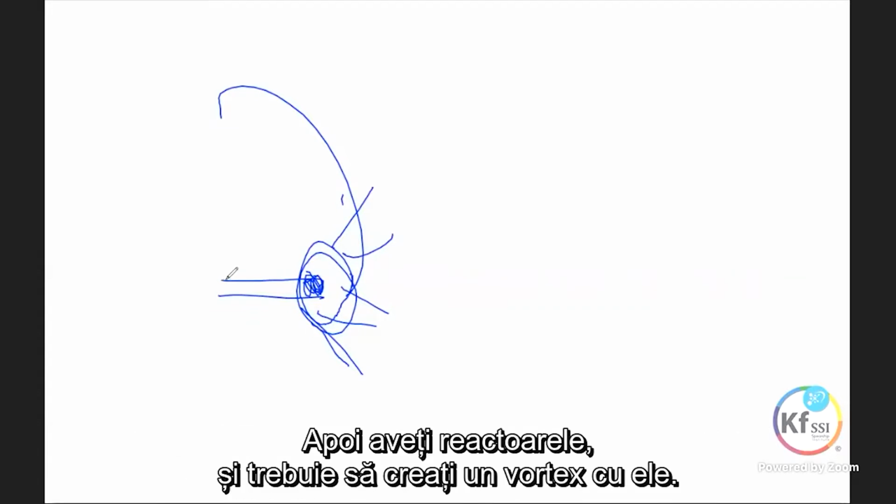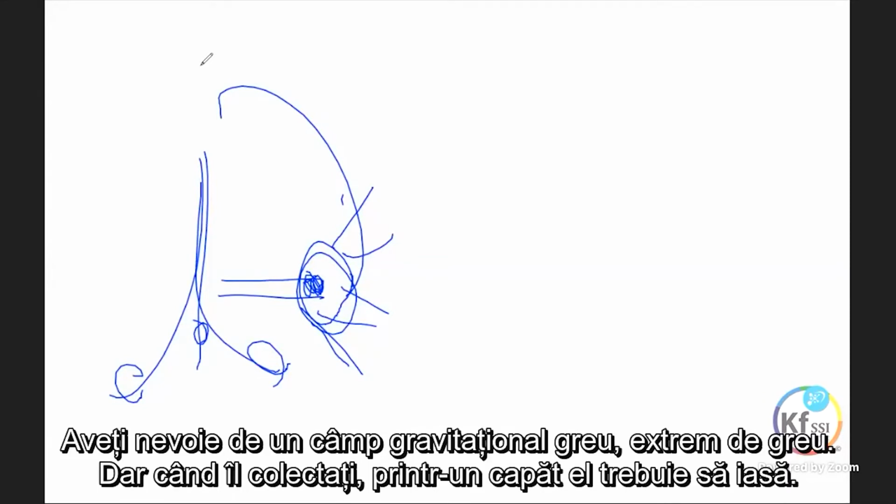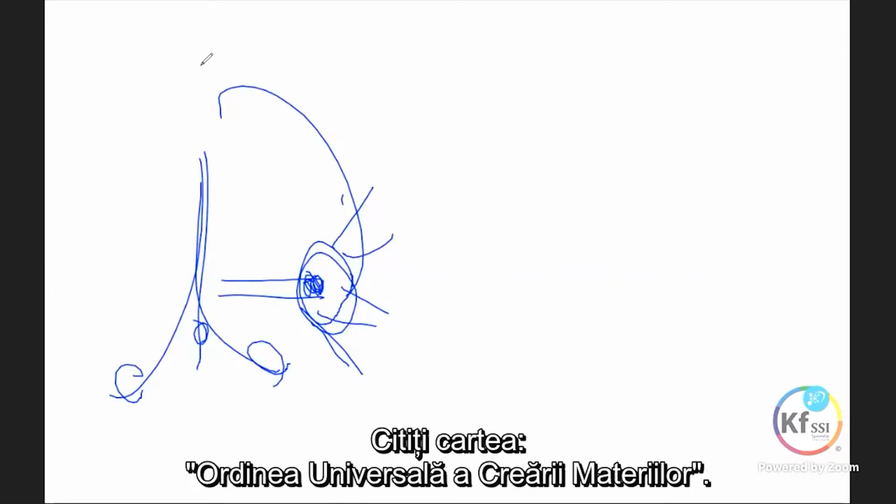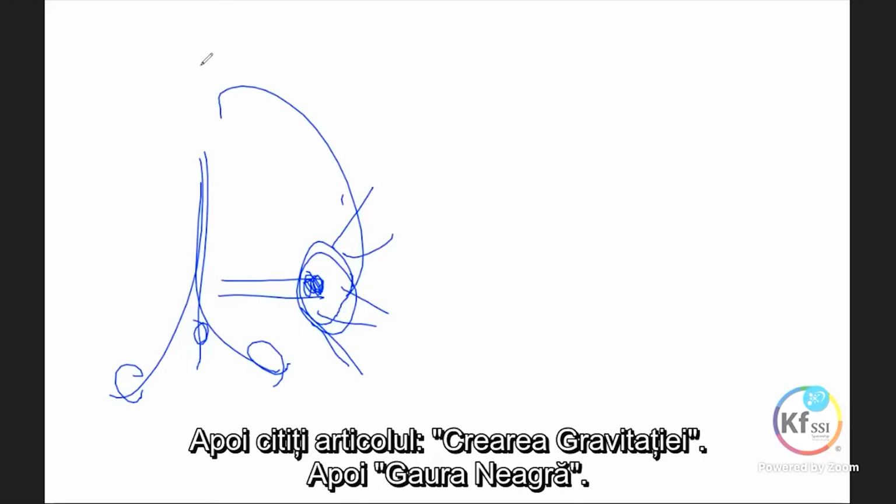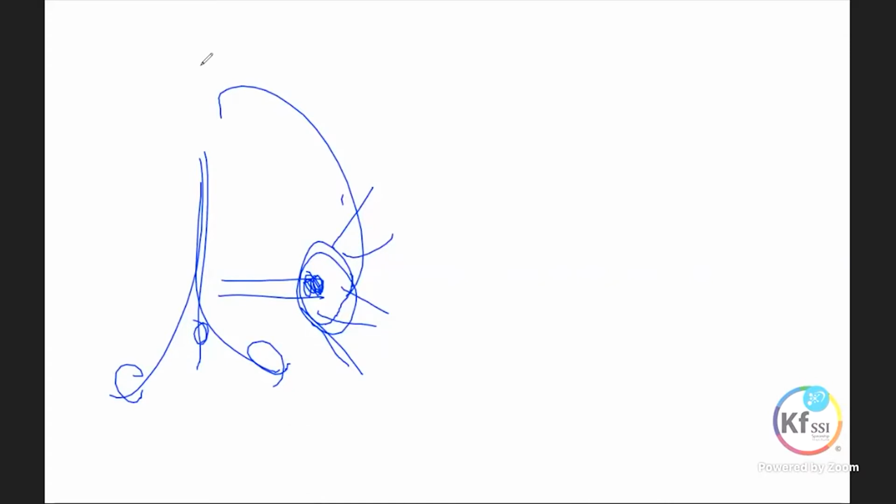So then you have your reactors. You have to create a funnel for it. You need a heavy, extremely heavy gravitational field. But when you collect it, at the end, it has to go out. Read the paper, Universal Order of Creation of Matter, and then you read the creation of gravity, and then the black hole. That's what it is.